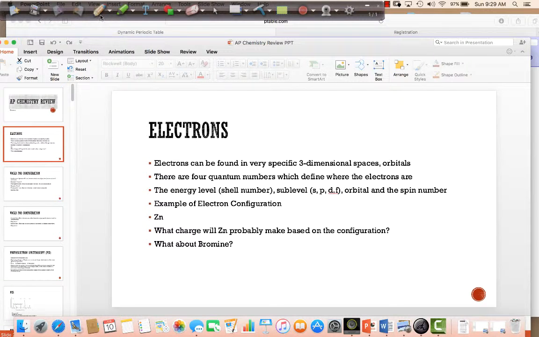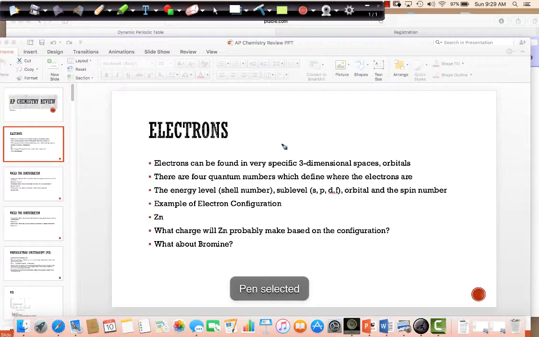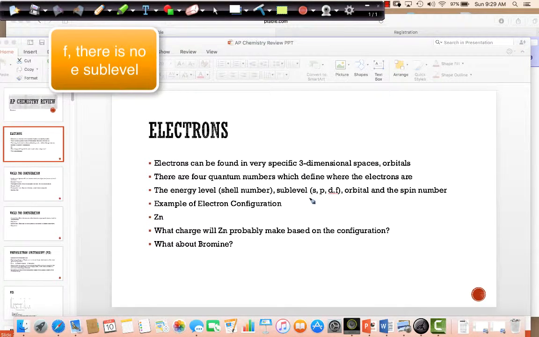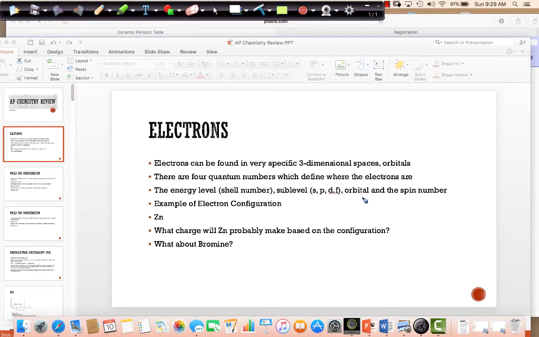And there are four quantum numbers that define where the electron is. So the energy level or the shell number, and the sublevel, which can be S, P, D, or F, which really describes the shape. Remember, S is circular, P is a dumbbell shape, D gets more complicated, and F gets even more complicated after that. Then each of these sublevels has specific orbitals, which really just dictate what direction the electron is. So it just gets more and more specific as we go.